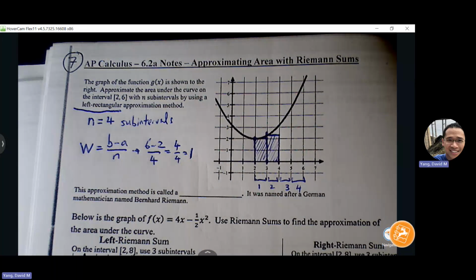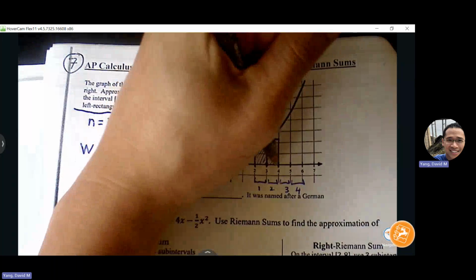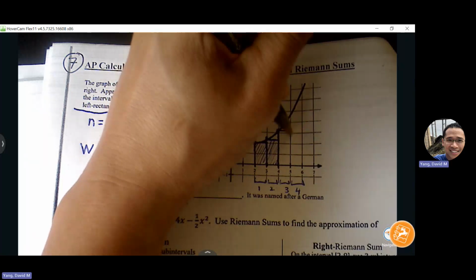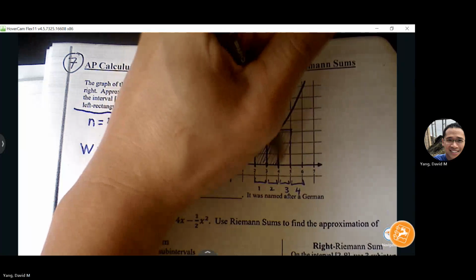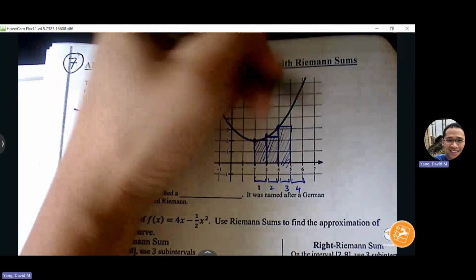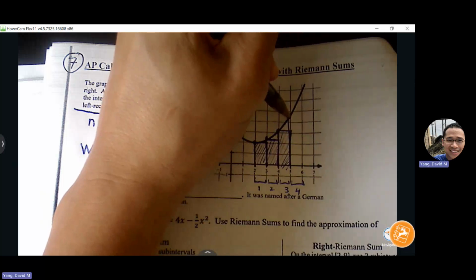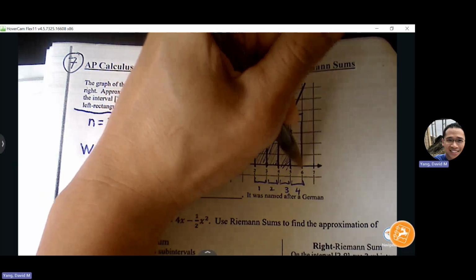Third rectangle, I'm going to choose f of 4. So wherever the graph touches the line is where the height of my rectangle is going to be. And then between 5 and 6, I'm going to attach a vertical line at 5 to the graph and let that hang over.